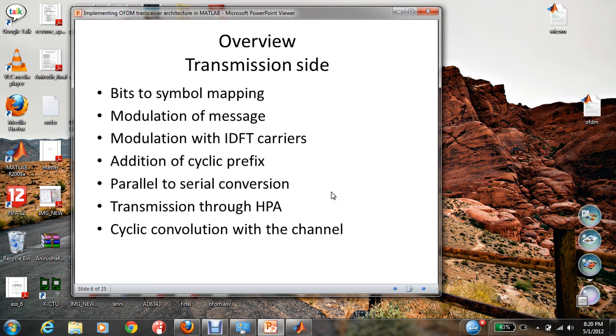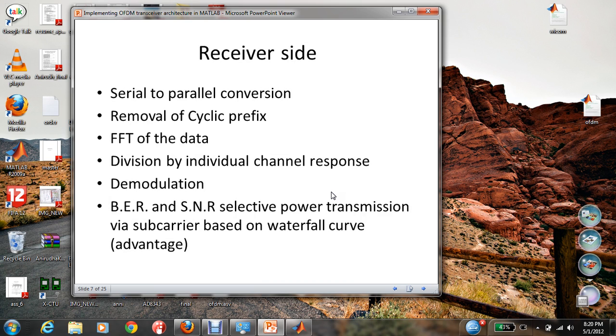At the transmission end, after the addition of the cyclic prefix, we convert the data from parallel to serial for transmission purposes. We send it through a high power amplifier, and then it goes through the channel with the cyclic convolution. Our simulation is going to implement each of these steps, showing data and plots of the data after each of these steps. At the receiver end, we convert the serial data to parallel data for realization purposes, and as I mentioned before, we remove the cyclic prefix and perform the FFT of the data.